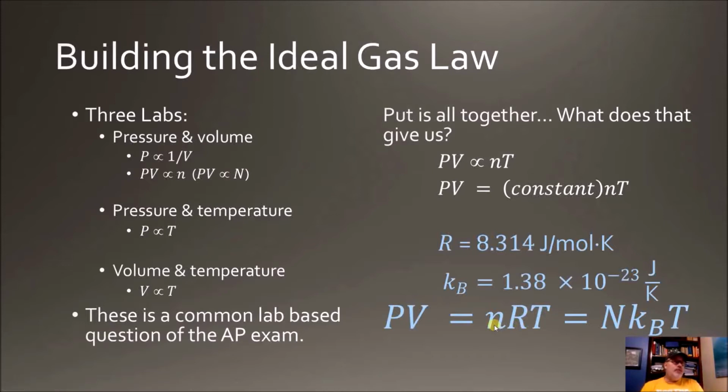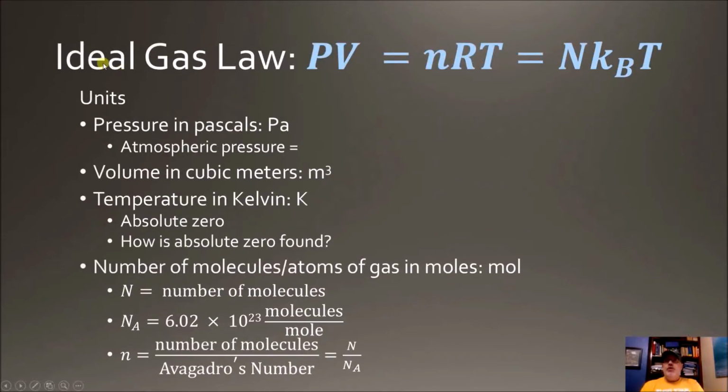Now, there's another way to write this. We didn't really use this one in class very often, but it is that PV equals N, the number of molecules in the gas, times kB, which is Boltzmann's constant, times temperature. It's just a different way of accounting for how much gas you have, and so the constant is slightly different. So if you use N, the number of molecules, then we use kB as our constant, and here's the number for Boltzmann's constant. Both of these constants are on the equation sheet, so you don't need to memorize them. Okay, so the ideal gas law: PV equals nRT, or PV equals N kB T.